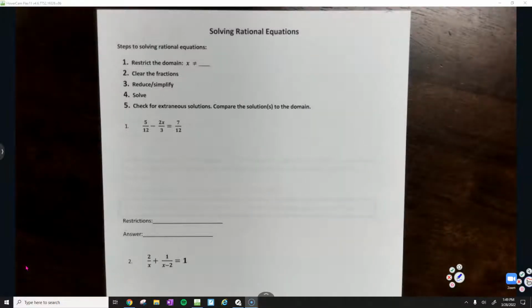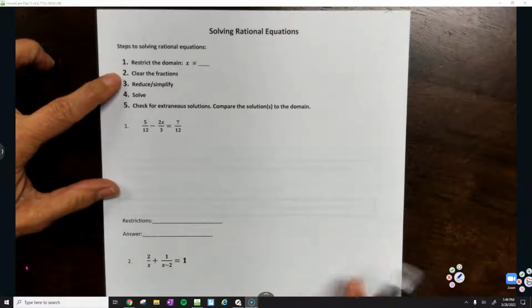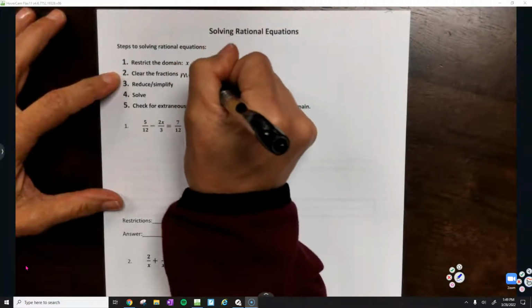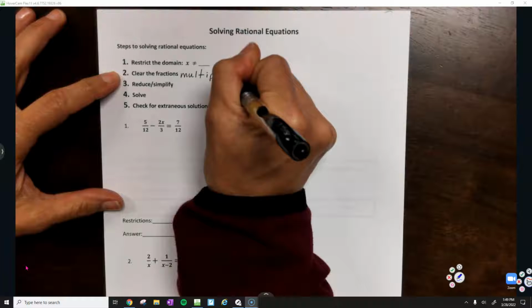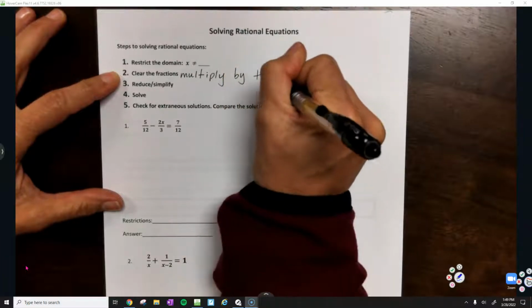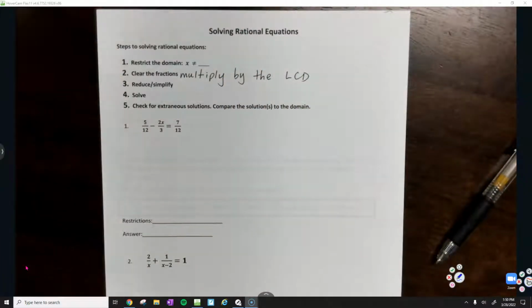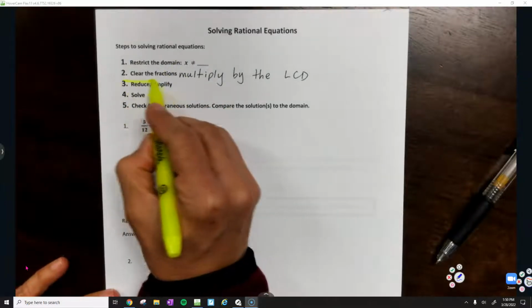All right, so guys, we are still stating restrictions. To clear the fractions, we are going to multiply by the LCD. Please write down "multiply by the LCD." And then grab a highlighter and highlight it, because that's a quiz question. So there's one of them.